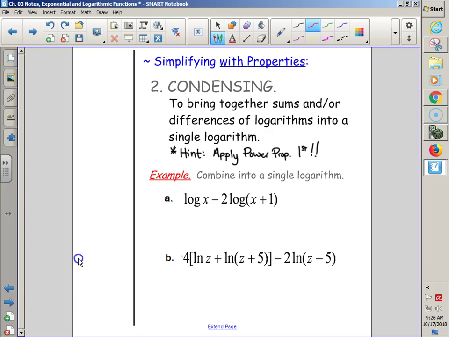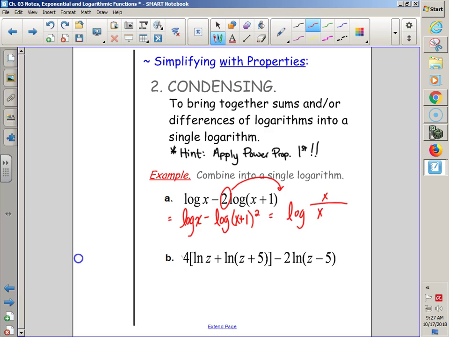Does anybody see a power property in letter A? I do too. Where's their power? Right there. And where's it going to go? So I can have log base x minus log of x plus 1 to the power of. As soon as the power property has been applied, there are no other powers, there are no other coefficients besides 1. Then bring it together. Subtraction, isn't that division, guys? It's condensed.